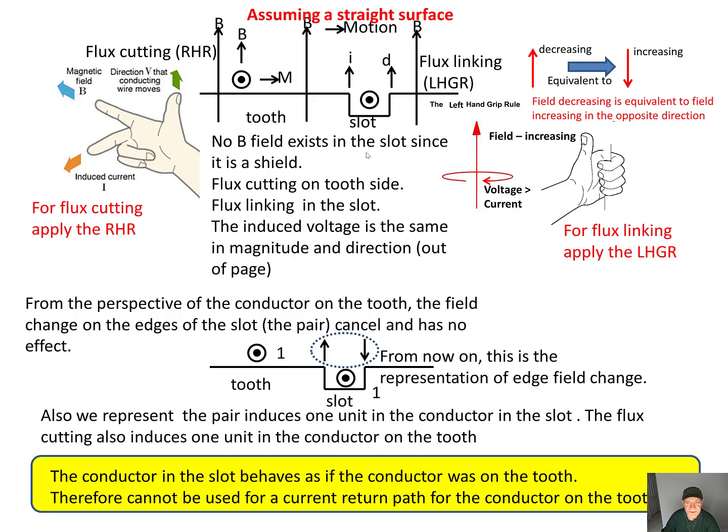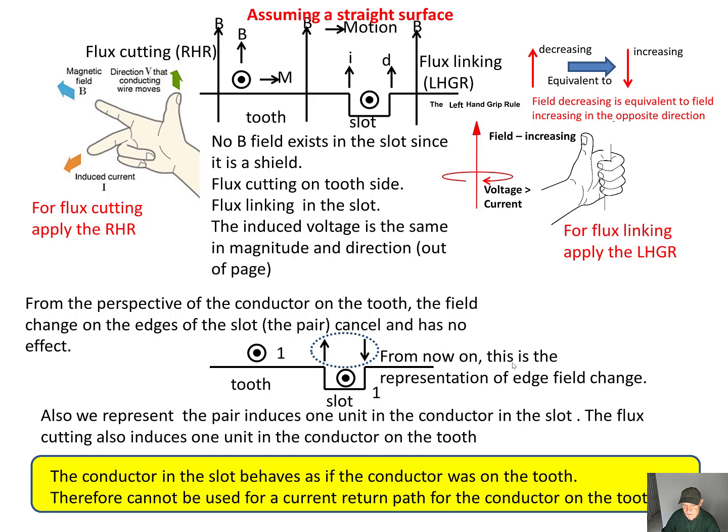No B field exists in the slot since it's a shield. Flux cutting on the tooth side, flux linking in the slot side. The induced voltage is the same in magnitude and direction, out of the page. If you apply the left-hand grip rule, you'll find that the induced voltage is out of the page. If you apply the flux cutting right-hand rule, you'll find also the flux cutting, and both will be at the same magnitude. From the perspective of the conductor on the tooth, the field change on the edge of the slot, the pair cancel, and has no effect.